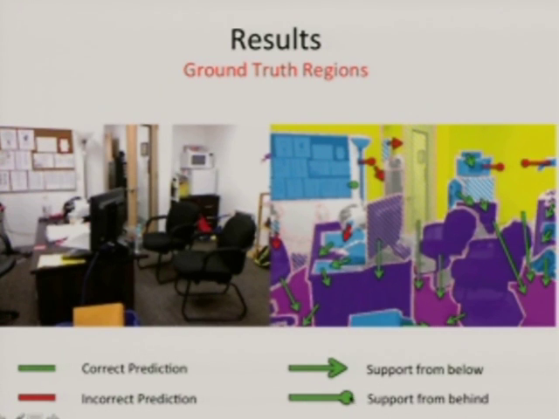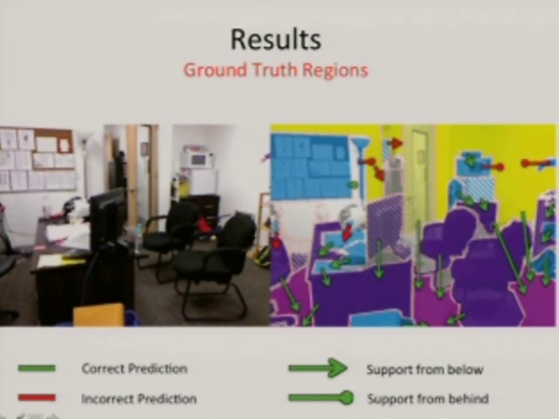And then the circular terminator shows horizontal support, that is, supported from behind, and the green one shows support from below. So for example, we got this lamp wrong. Here's the lamp. You can't see the base of it. It thought it was attached to the wall. Okay? That's incorrect.